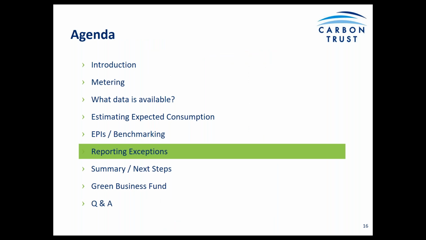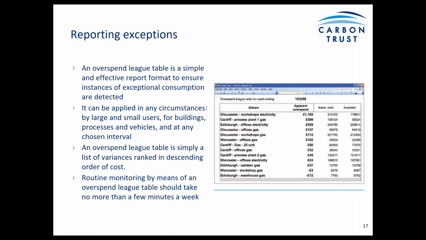So once energy consumption and energy performance indicators have been defined, the next step then would be to define a system that can be established to alert the business or even energy manager to instances of exceptional or excess consumption of energy. And the typical way to do this would be to develop an overspend league table like the one shown on the slide here.